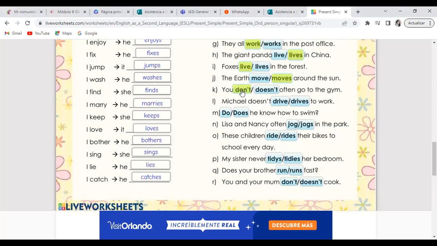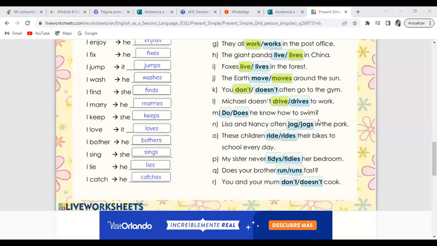Michael doesn't drive or doesn't drives to work. Remember that when we have an auxiliary, the verb never changes. ¿Ok? Cuando tenemos un auxiliar, ya sea en negativo o en pregunta, el verbo no se altera, se queda igual. Por lo tanto, es drive. Ajá, just like that. Michael doesn't drive. All right, Rosario, very good.